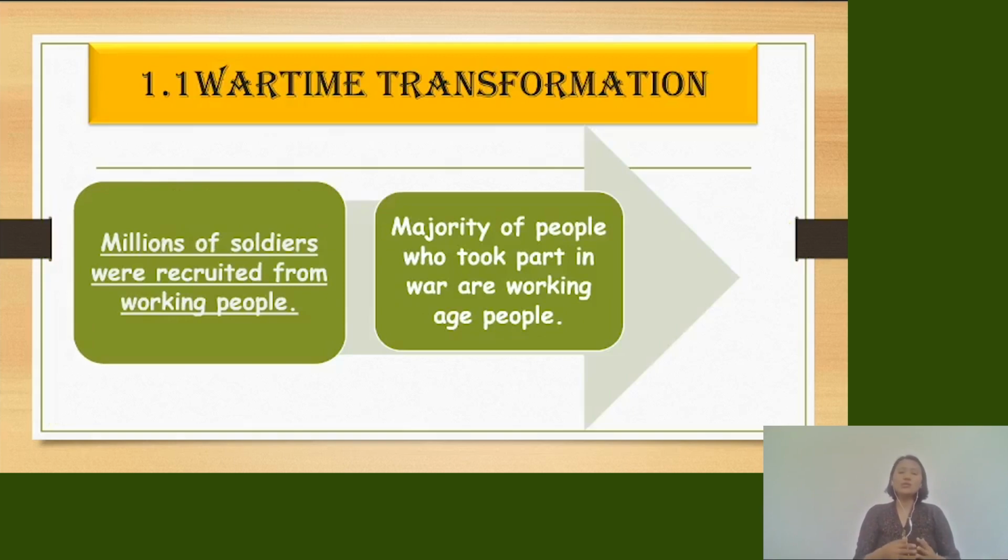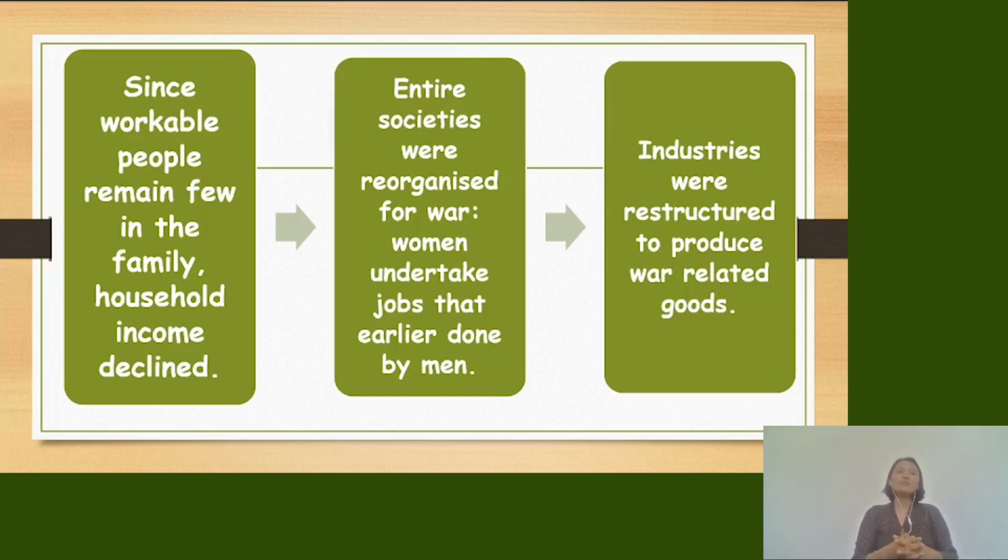Now we are going to discuss the changes that happened during the First World War, which we can call wartime transformation. During the First World War, millions of soldiers were recruited from the working people. In order to fight a war, a country needs a large number of soldiers. These working people were sent to the front line through railway or ship. The majority of people who took part in the war were of working age. Since the working people were taken to fight the war, few workable people remained in the family. Because of that, the household income declined.